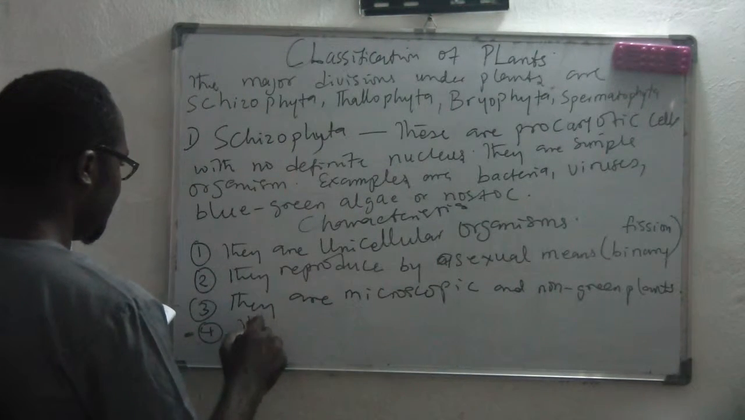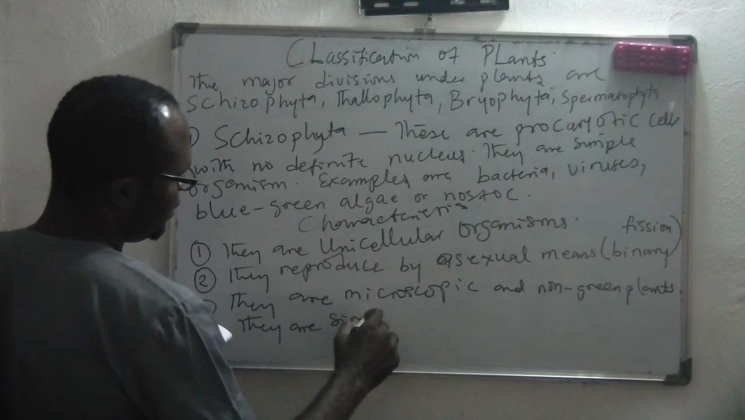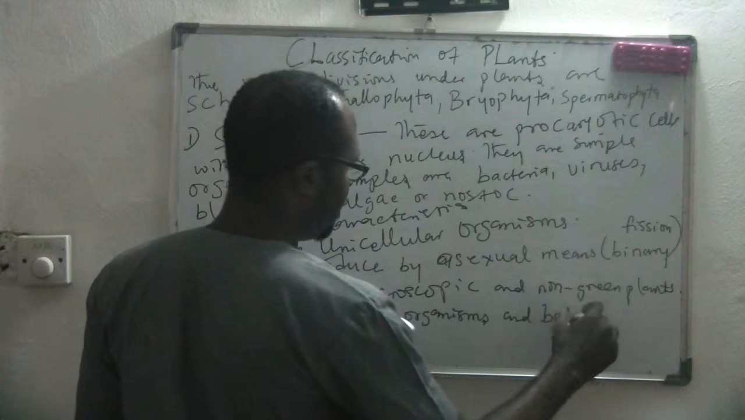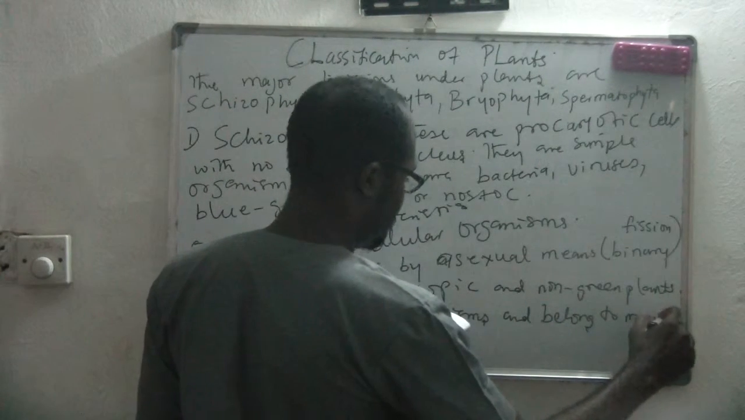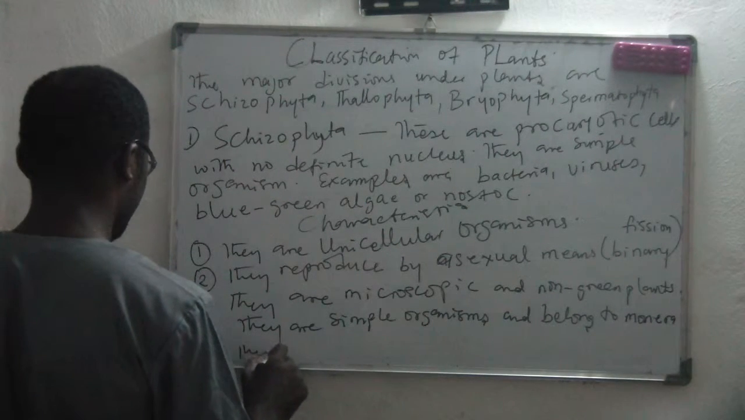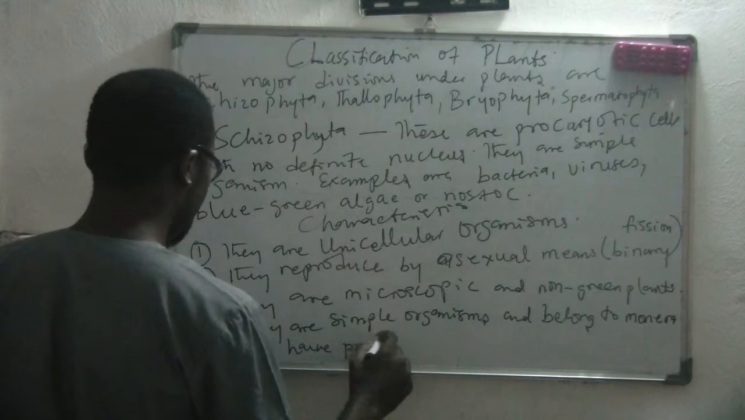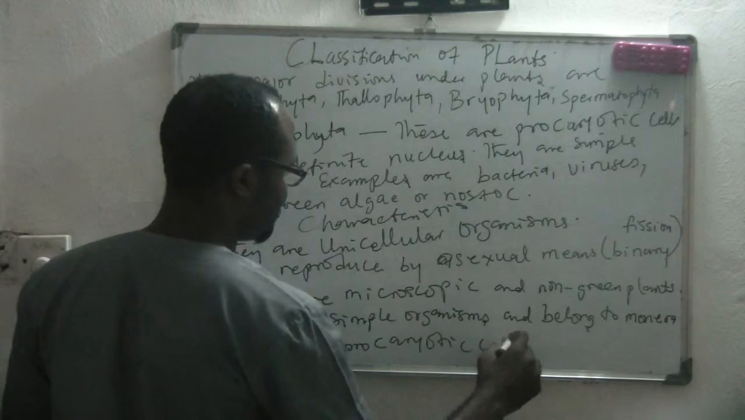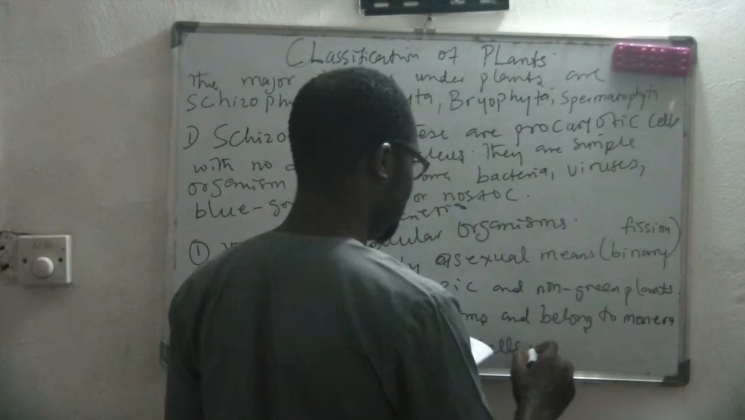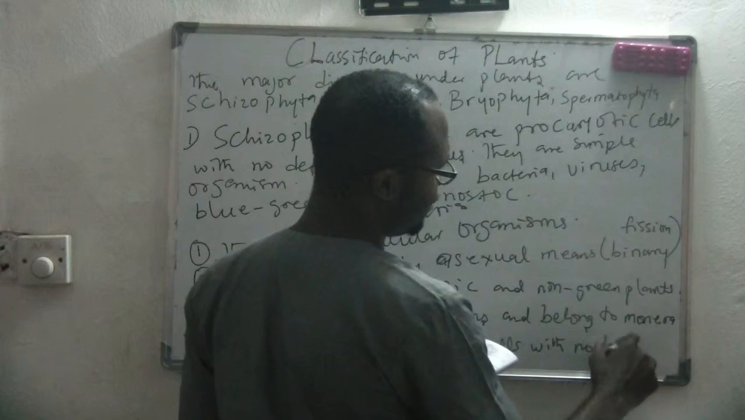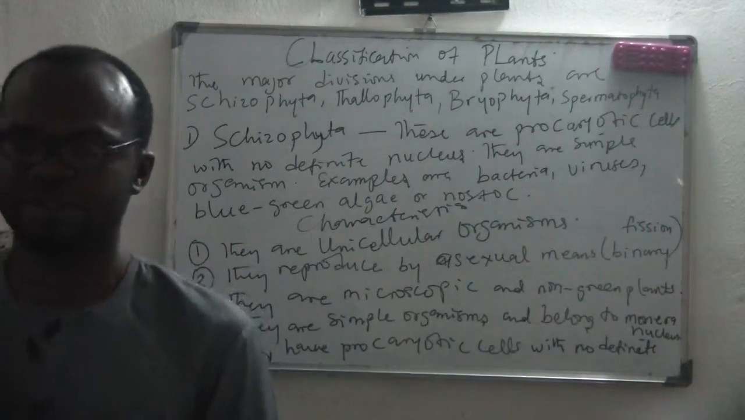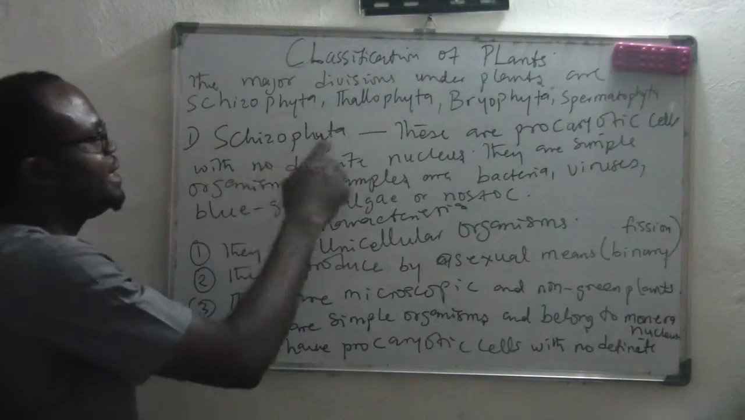Like I said before, they are simple organisms. And they belong to Monera. Monera are a group of simple organisms. And like I said before, they have prokaryotic cells. They have prokaryotic what? Cells. And I say that those plants that have prokaryotic cells are the ones that do not have a definite what? Nucleus. They don't have a definite nucleus. Is that clear? So these are the characteristics of the schizophyta division of plants.